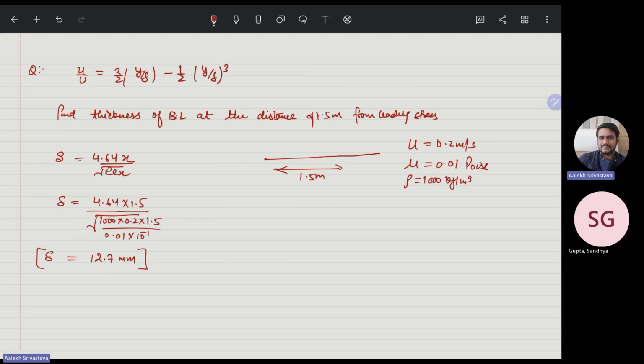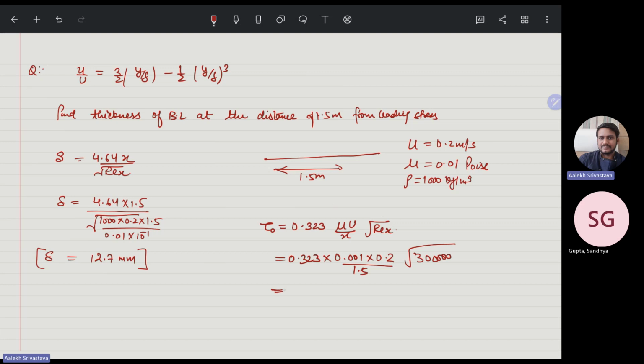Now we need to find what is the shear stress. The shear stress at this location is 0.323 mu u0 by x under root of Rex. So 0.323 into the viscosity, that is 0.001, into 0.2 divided by x, 1.5, under root of Rex, so it is 3 lakhs.